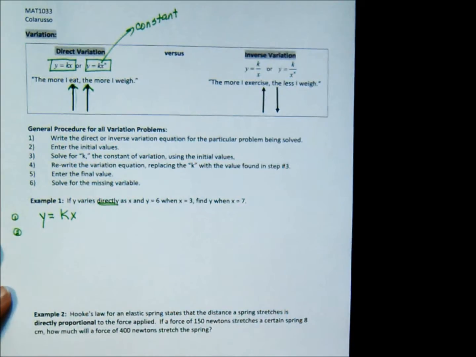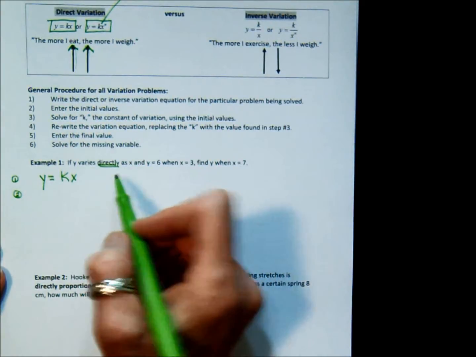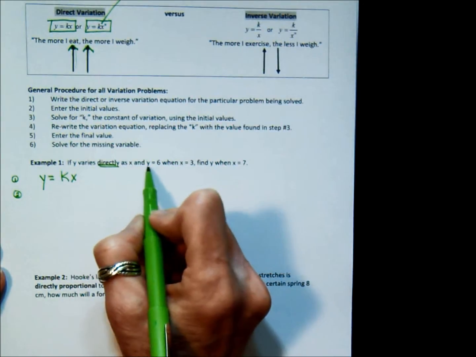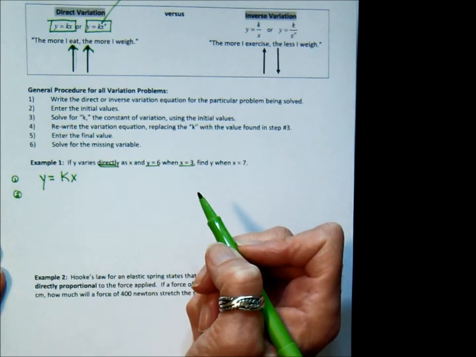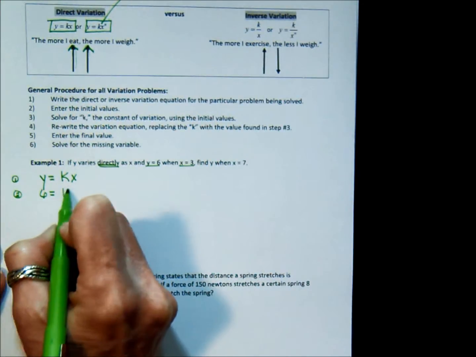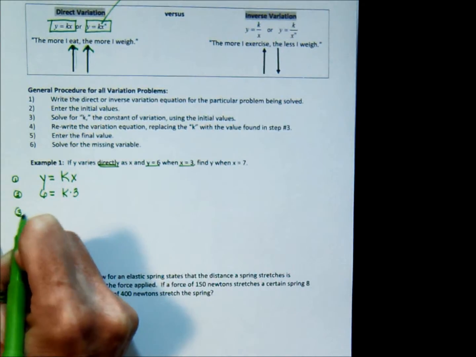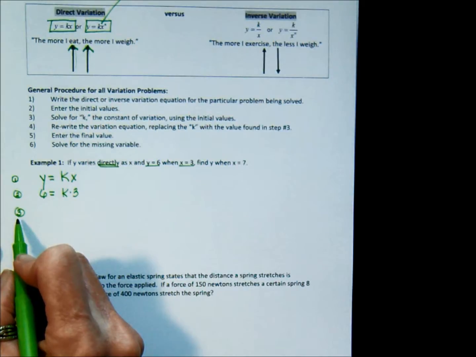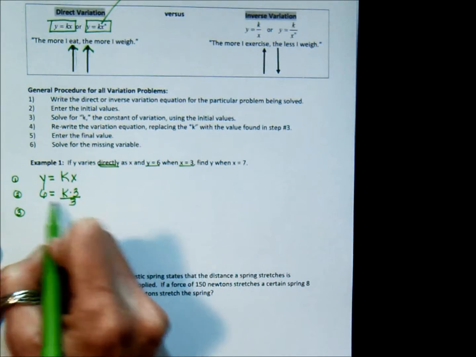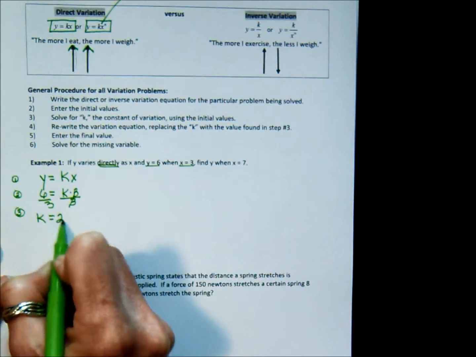Second, the problem is going to give you the initial values. And it does. It says initially y equals 6 and x equals 3. So we're going to fill those in. 6 equals k times 3. Step 3 is we're going to solve for k. So I'm going to divide both sides by 3 and I get k equals 2.